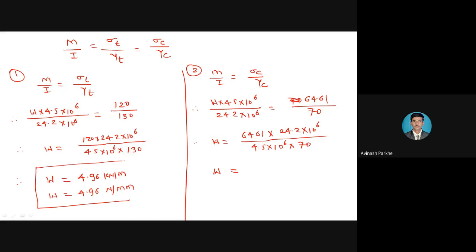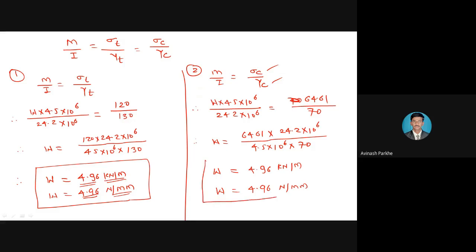By using the first combination, you will get 4.96 kilonewton per meter. If I convert that kilonewton per meter into Newton per mm, kilonewton to Newton is 10 raised to 3 at the numerator, meter to mm is 10 raised to 3 at the bottom side, so 10 raised to 3 will get cancelled. Therefore, only the unit changes, but the value remains the same. Now, please tell me the value of W by using the second combination in the form of sigma C and Yc, whether it is same or different. Same, 4.96 kilonewton per meter, and W is equal to 4.96 Newton per mm.